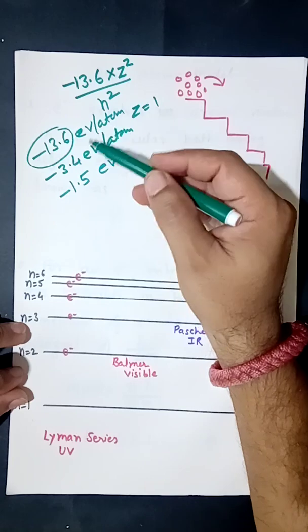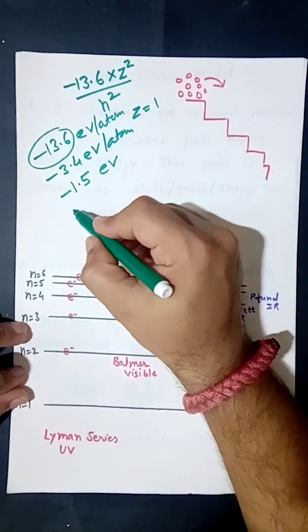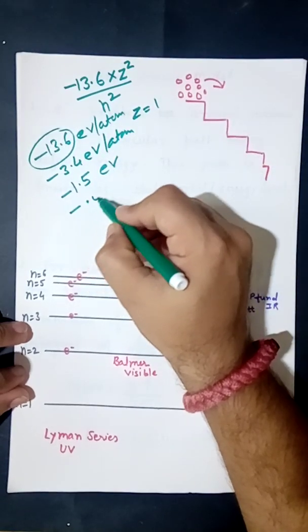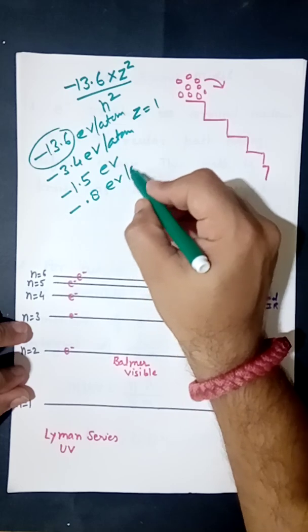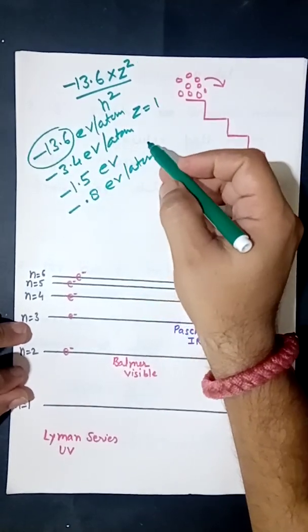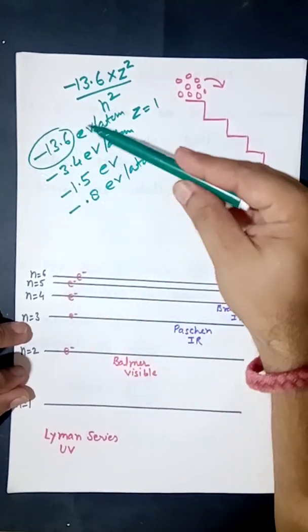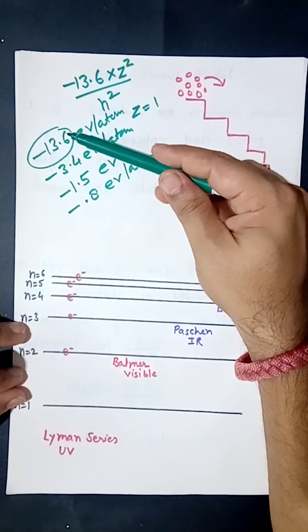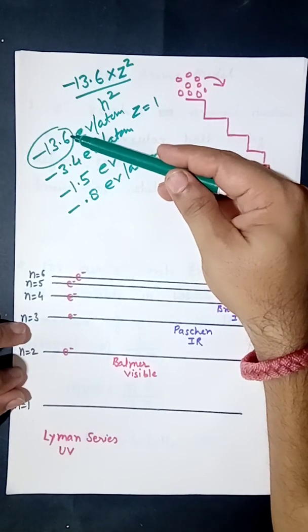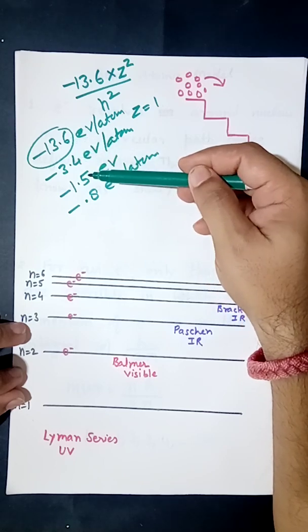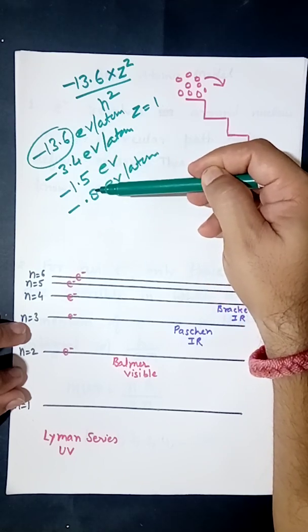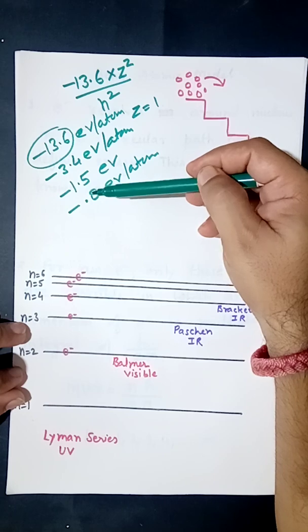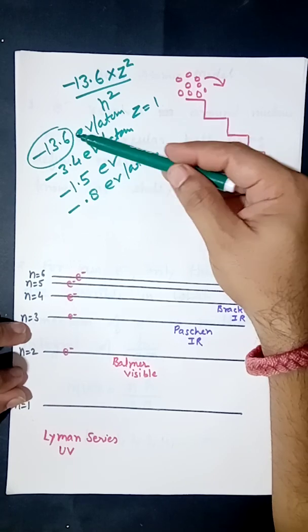For the fourth shell you will divide by 16, and the answer will be about minus 0.8 electron volt per atom. So you can conclude here that the energy of the first shell is minimum because they are negative numbers. The energy of the first shell is minimum, the second is more, the third increases further, and the fourth increases further. It means as the number of shells increases, the energy continuously increases.